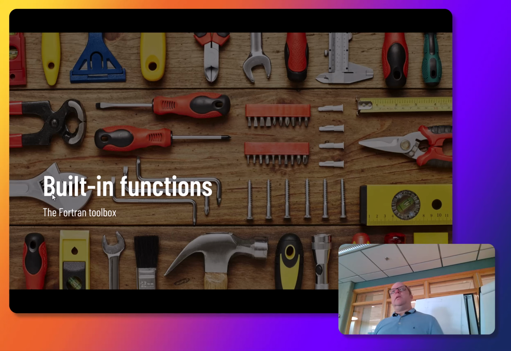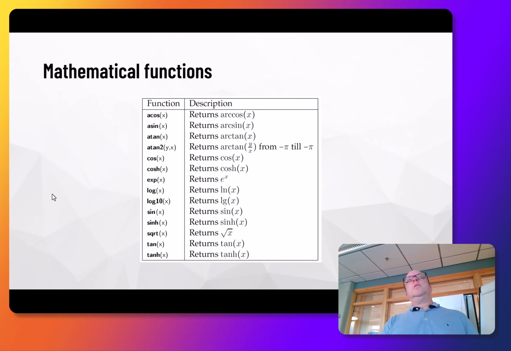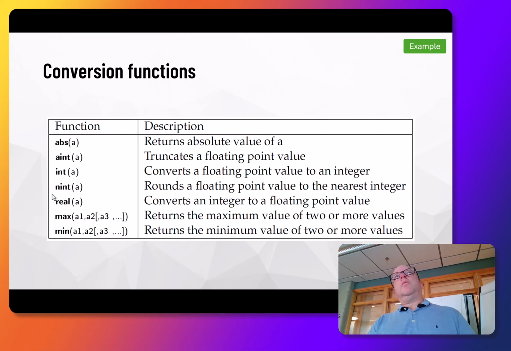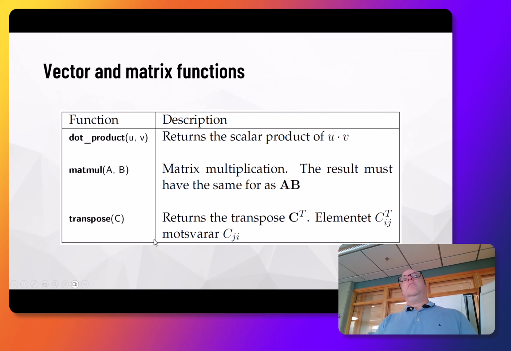Then we have a lot of built-in functions. Not as many as we have in Python, but several of them, and they can be used both for arrays and floating point and so on. So we have the common mathematical functions. We have conversion functions, and we have vector and matrix functions. So we don't have a lot of matrix and vector functions.